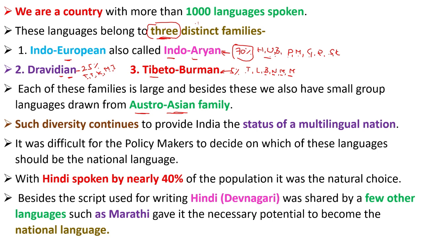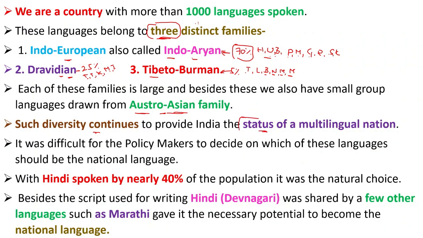Santali language, Great Andamanese language, Nicobarese language. This is also the island part. Island people speak these languages, and that is called the Austro-Asiatic family. Such diversity continues to give India the status of a multilingual nation.